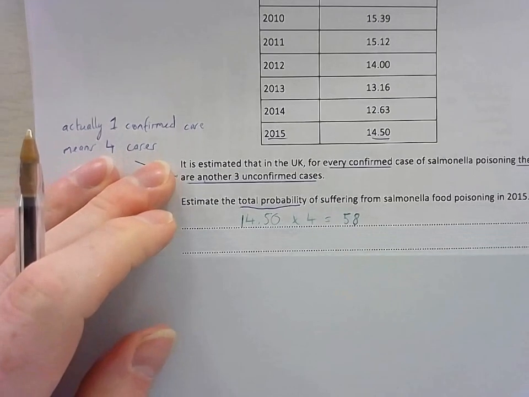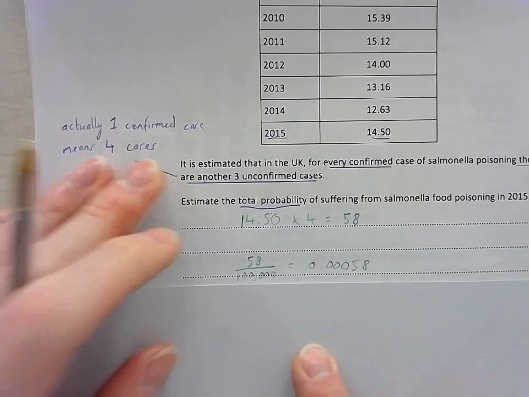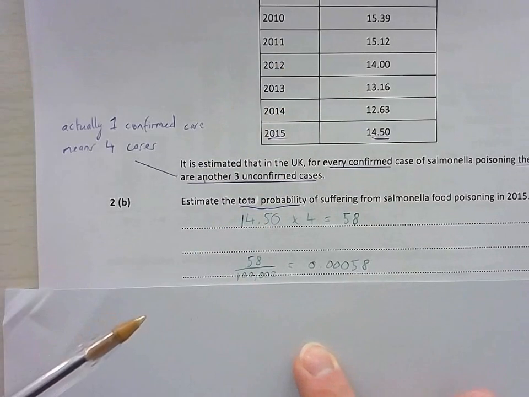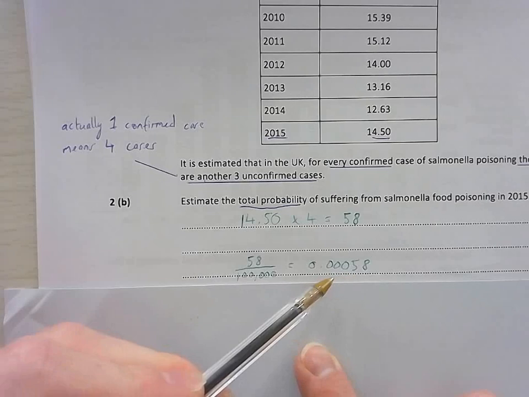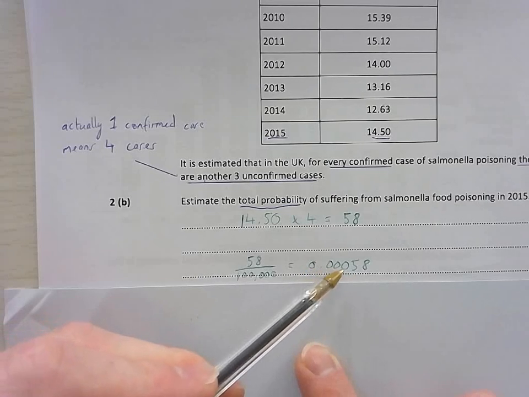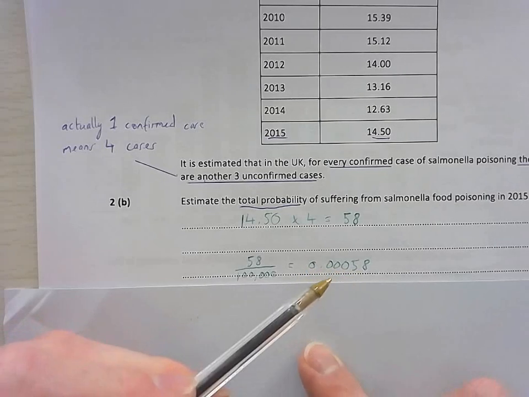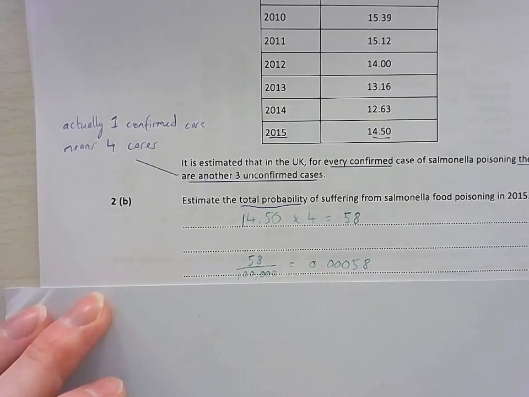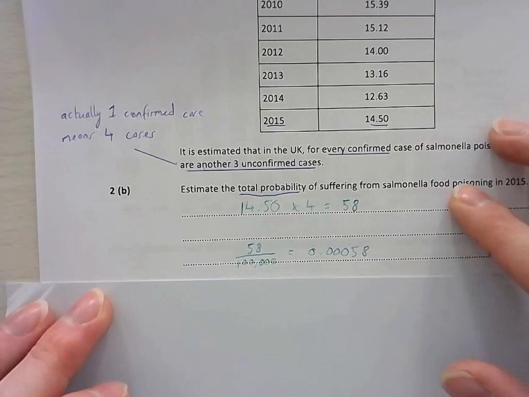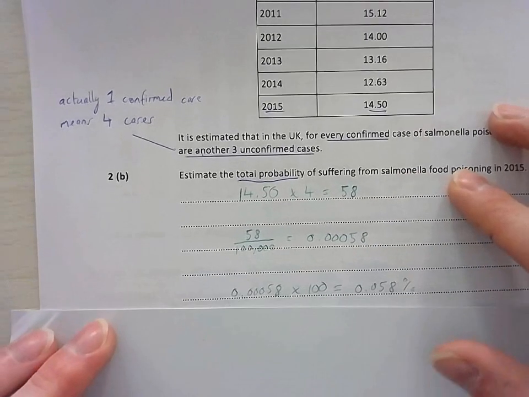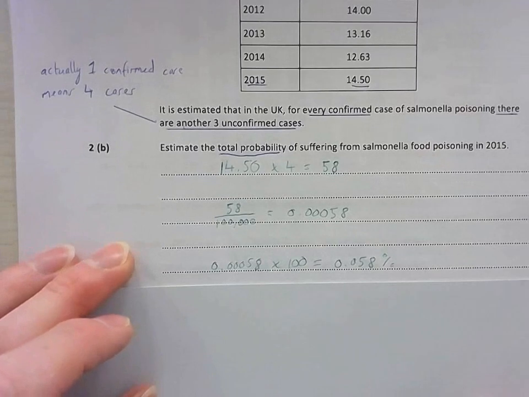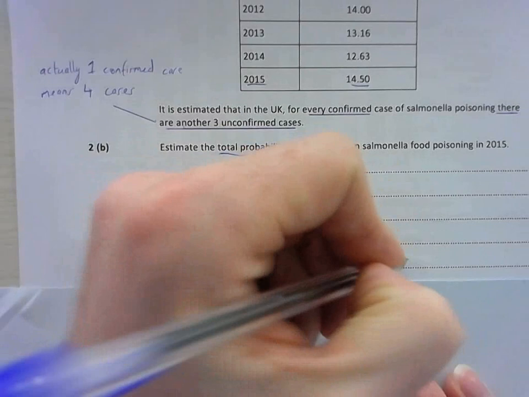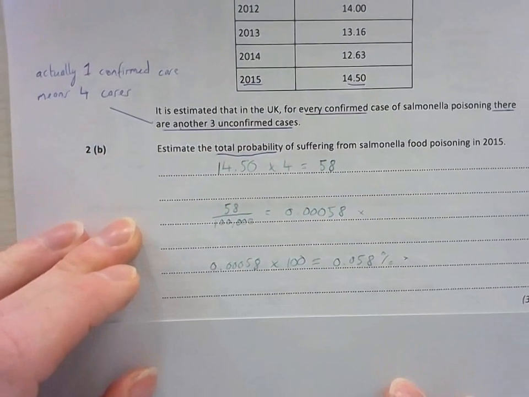So we take the 58 and we can divide it by 100,000, the per 100,000 of the population, and then that gives us a probability of 0.00058. And if you got that, you get full marks for the question. You could also have written it as a percentage, so we take our 0.00058 and multiply by 100 to give us a percentage of 0.058%. So either answer is correct and will get you the 3 marks.